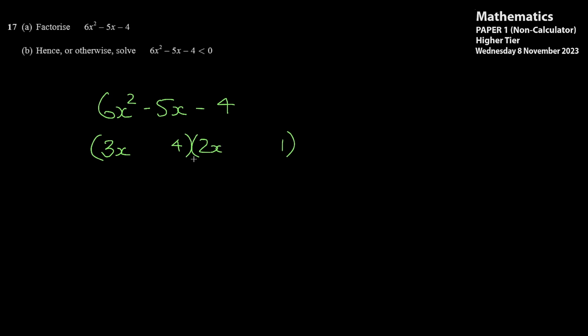This 8x generated here and this 3x will have to produce a negative answer. So this will have to be negative and this will have to be positive. So that will be the answer to part A.